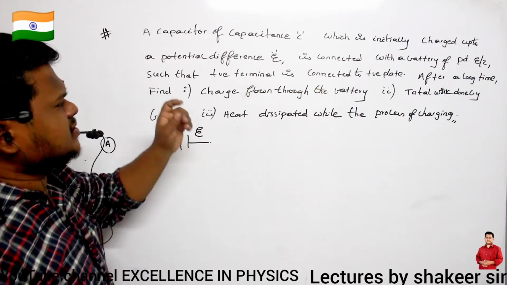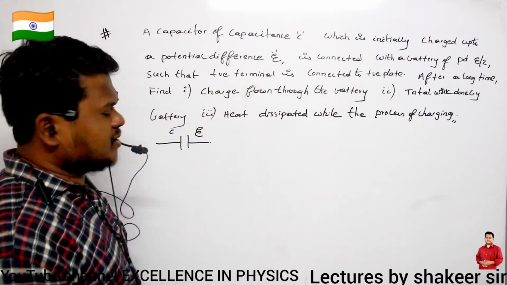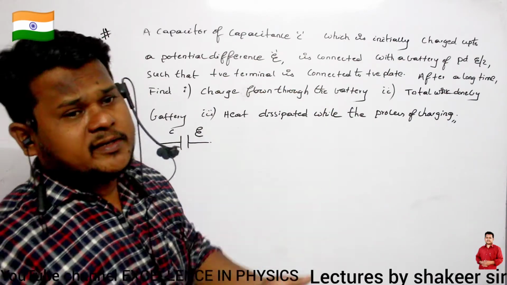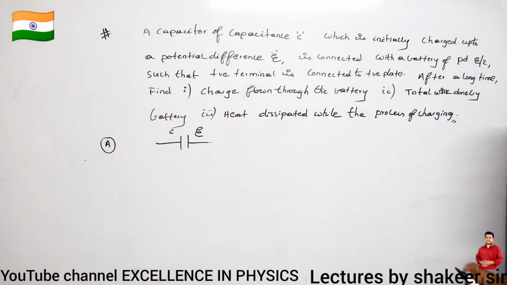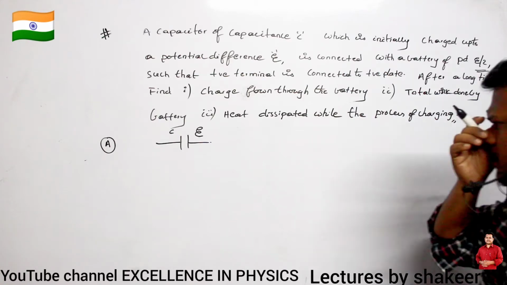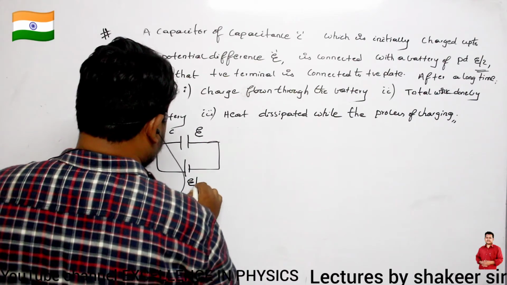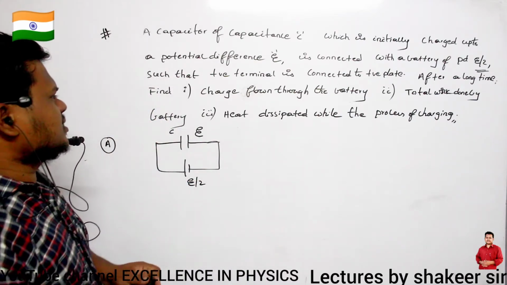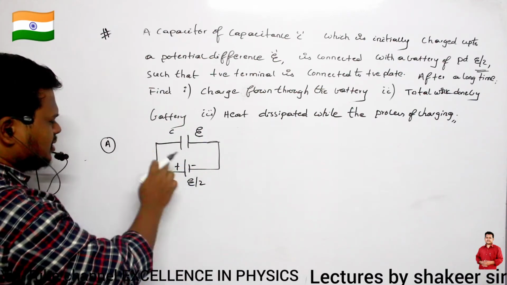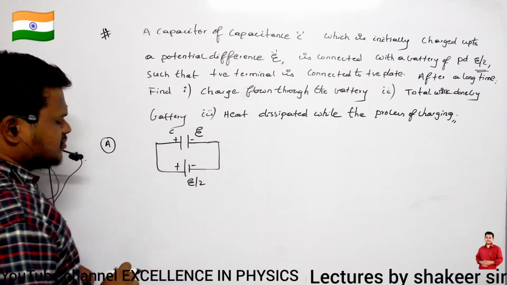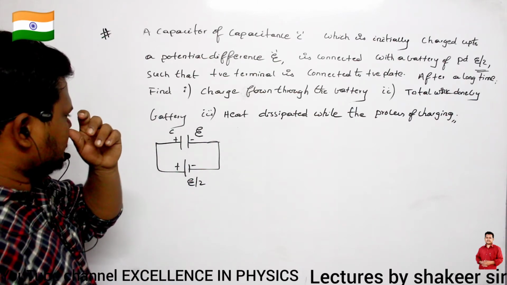Now what we are doing is connecting this charged capacitor to a battery of potential difference E by 2. So the potential of the capacitor is already E, but we are connecting it to a battery of only half the potential, that is E by 2. So such that the positive terminal is connected to the positive plate. This is the positive terminal of the battery, this is the negative terminal. So positive is connected to positive plate, negative is connected to negative plate. This is what is happening. Clear? Then after a long time, these values you are supposed to find out.